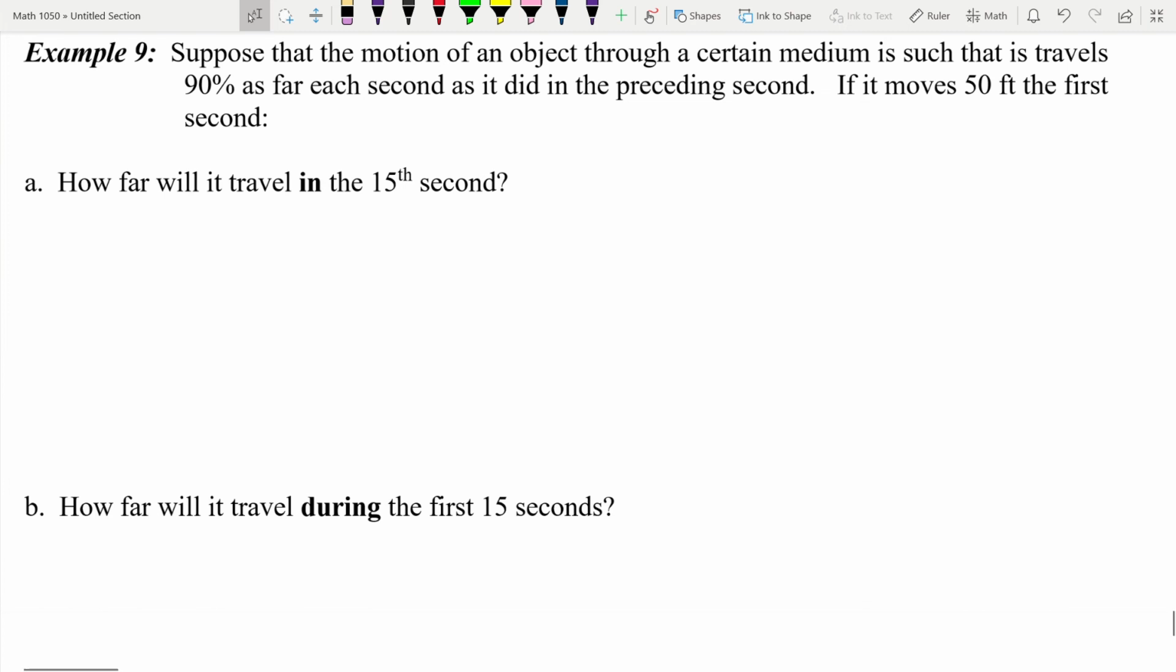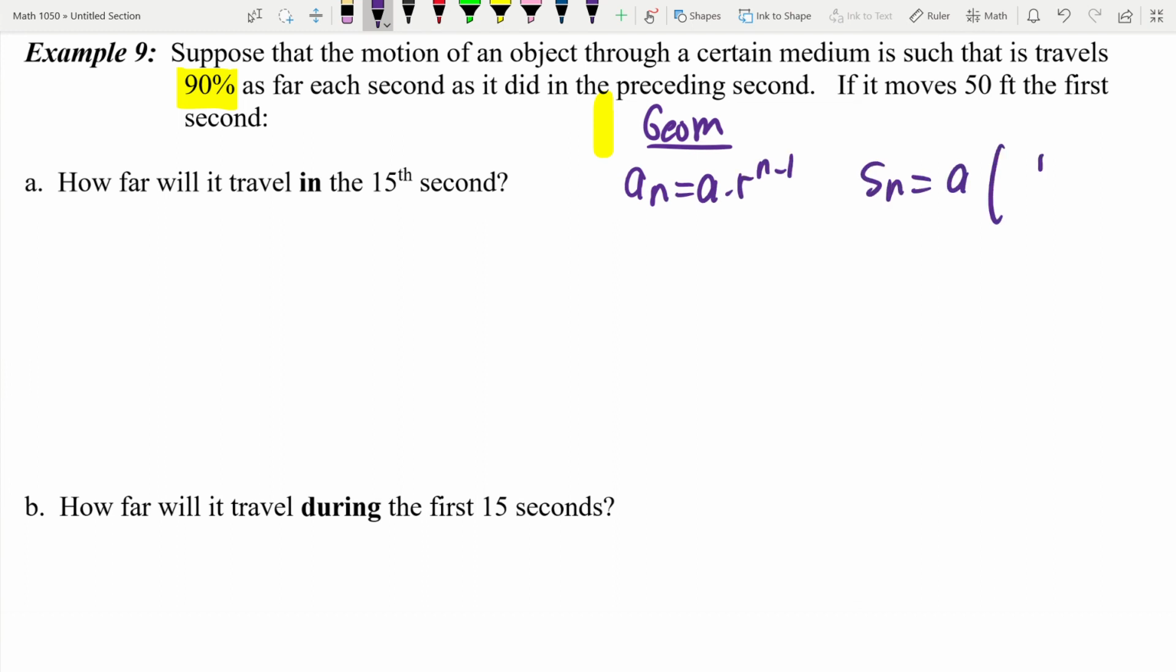Okay, so if they give you a percentage, then you know that this is geometric, okay? So I'm going to write down geometric. And then I'm going to write down my two formulas, okay? So a sub n equals a times r to the n minus 1, and s sub n equals a times 1 minus r to the n over 1 minus r, okay? So you have to figure out, do I use formula 1 or do I use formula 2?